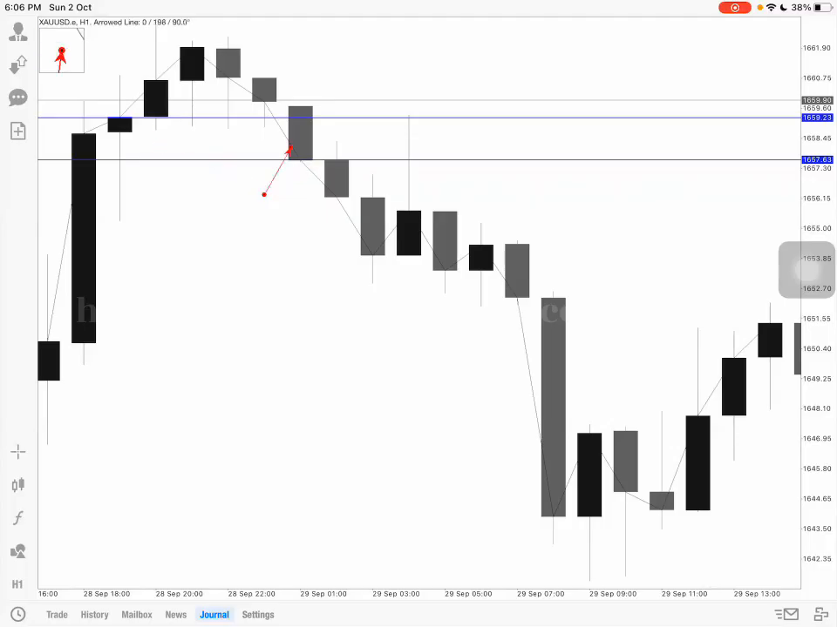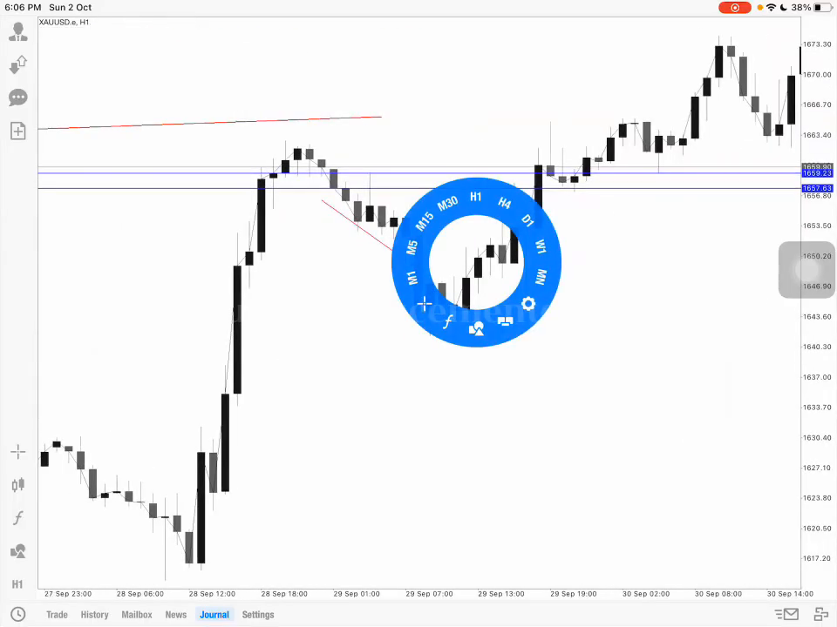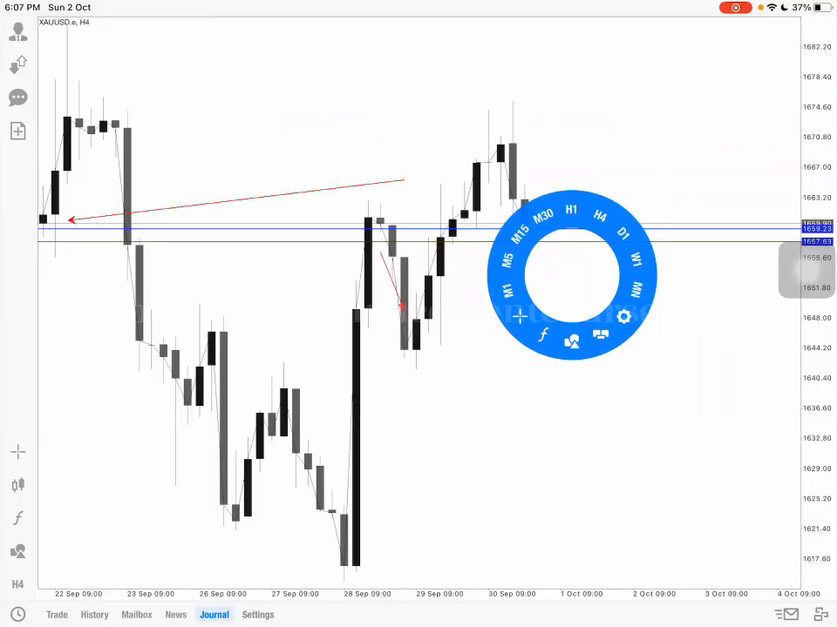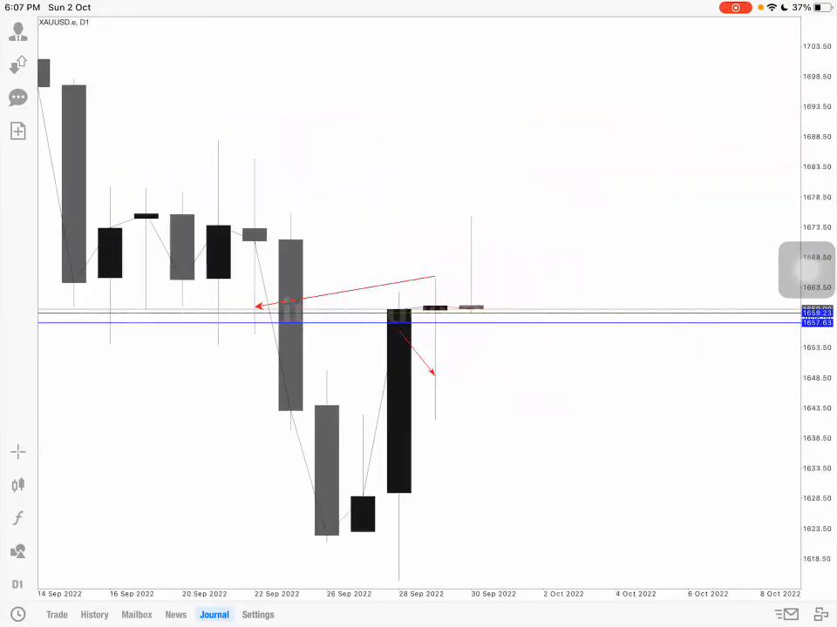So you take this, it didn't take this one, but it took this one. Boom, and then it continued to go down. So down there, I decided to take profit. Why did I take profit down there? Because I realized that there was a daily level down here.